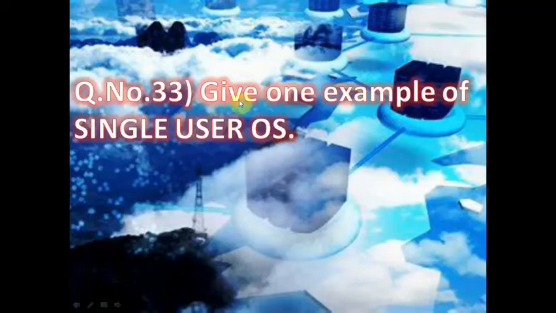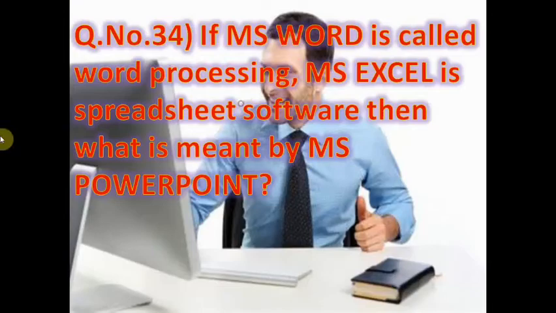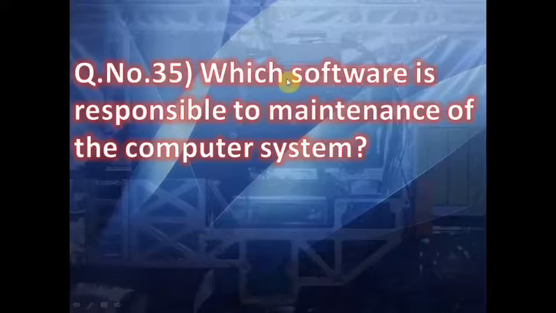Now question number 33, give one example of single user operating system. Now question number 34, if MS Word is called word processing software, MS Excel is called spreadsheet software, then what do you mean by MS PowerPoint? Here you have to find what you mean by PowerPoint. Now next question number 35, which software is responsible for maintenance of the computer system? It means which software does the function of housekeeping tasks? Which software is responsible for maintaining the entire computer system?